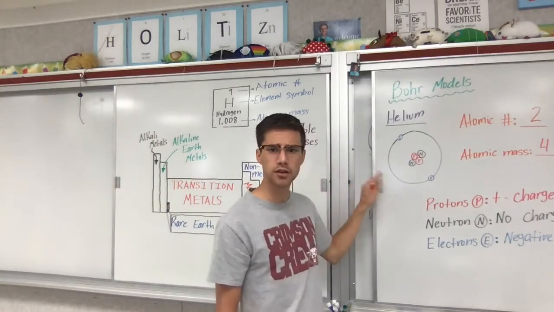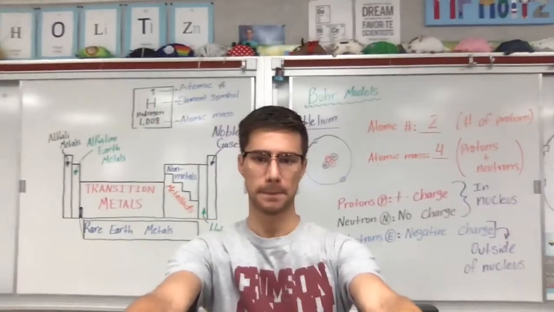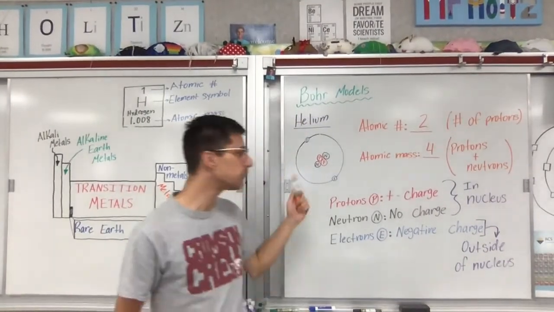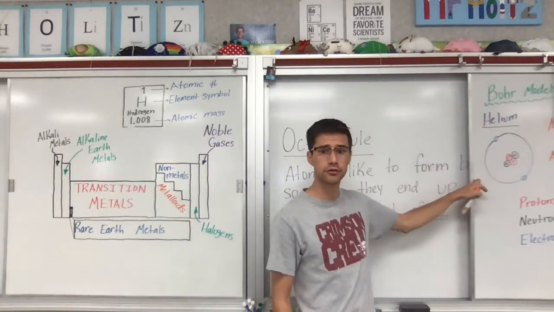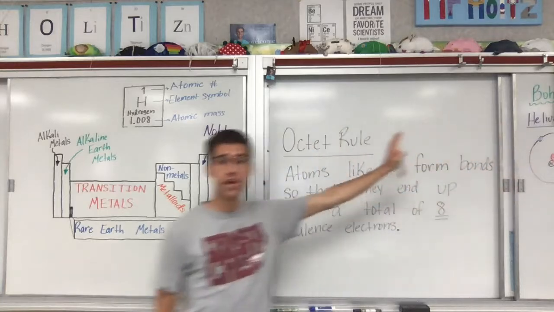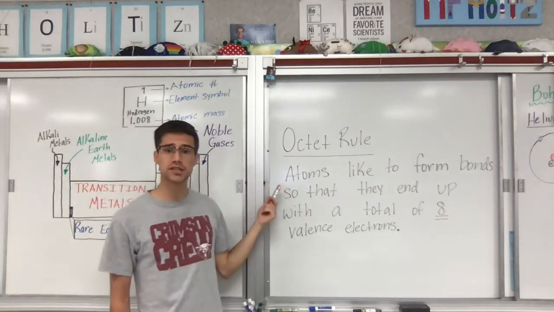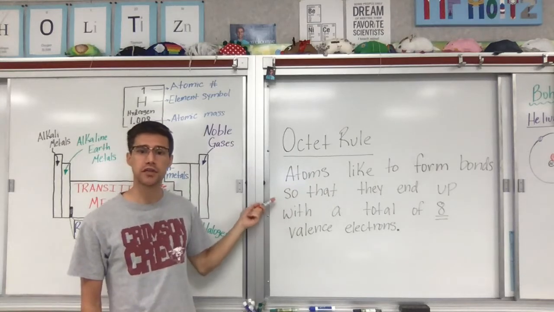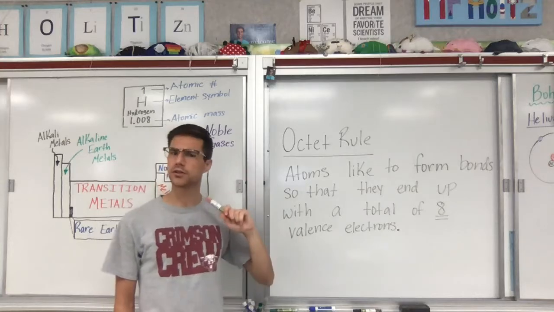So let's go back to the Bohr model a little bit. And there's one concept with the Bohr model I want to make sure we cover. And that is hopefully something you've already heard of, but that is called the octet rule. Now, what is the octet rule? Well, the octet rule states that atoms like to form bonds so that they end up with a total of 8 valence electrons.